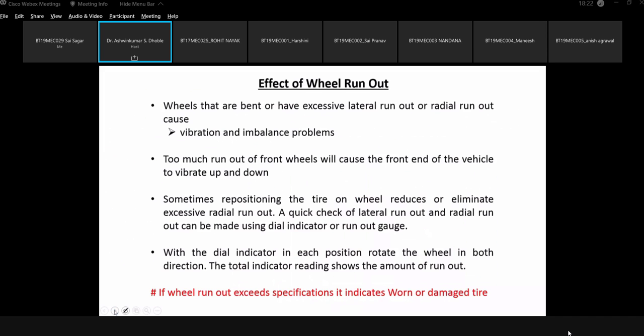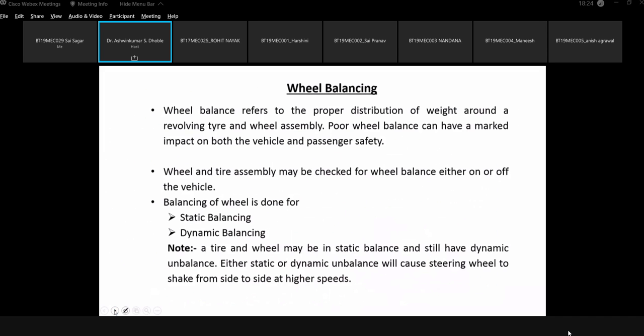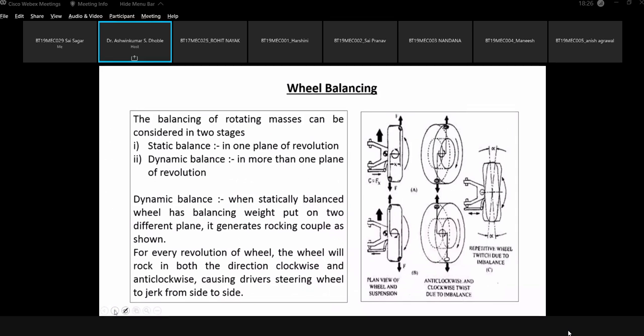After that, we have seen the balancing of the wheel. What do you mean by static balancing? What do you mean by dynamic balancing? Whether it is necessary that the wheels should be statically balanced and dynamically balanced. We have seen that even if it is statically balanced, there is a chance that it may not be a dynamically balanced wheel, because the balance weights are added in two different planes.